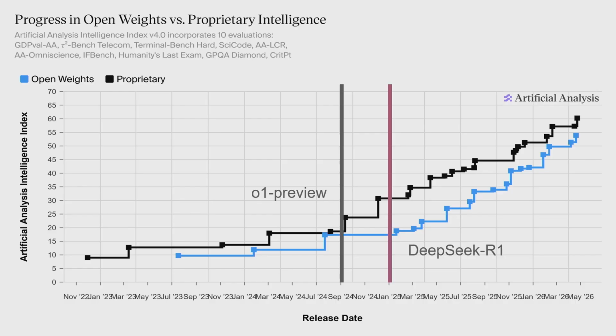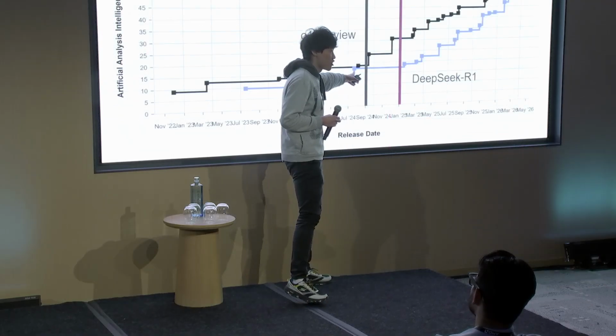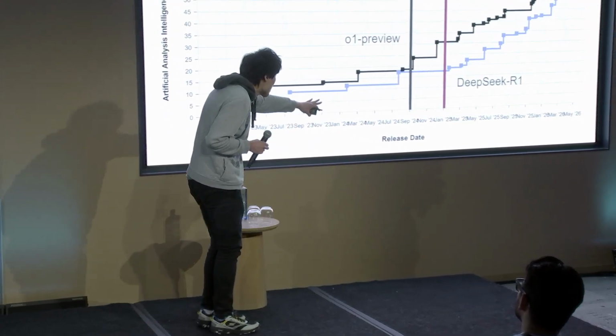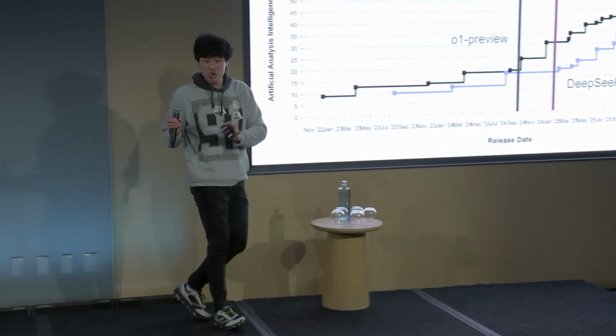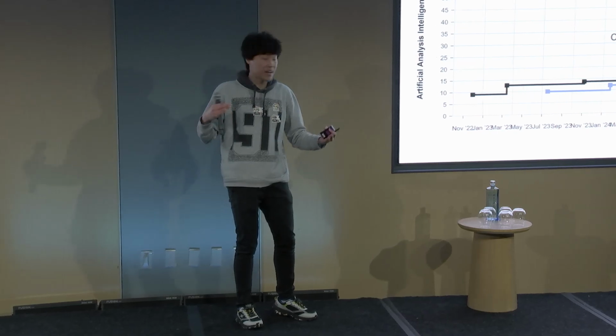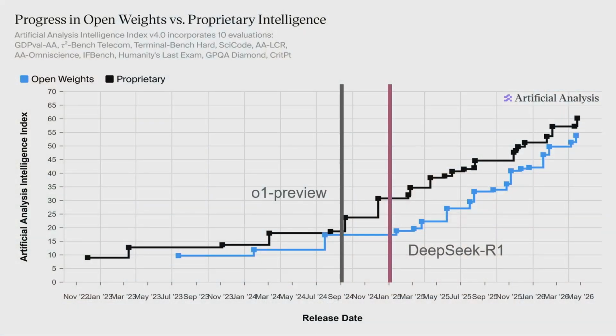You can see I plotted two other lines, which are when O1 preview got released and when DeepSeek released their paper. At this point over here, I think this is GPT-4o, and this is Meta Llama 405 billion. You can see that at around September 2024, open source and closed source were exactly the same in terms of capabilities. But OpenAI released O1, and it changed the entire landscape because it shifted the entire industry to do reasoning models. And after that, the closed source labs had a very large lead.